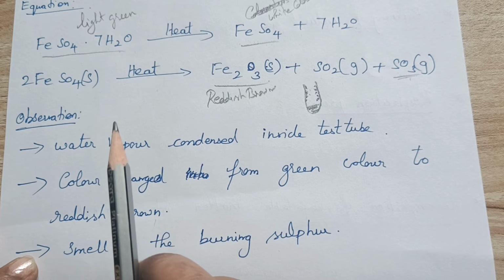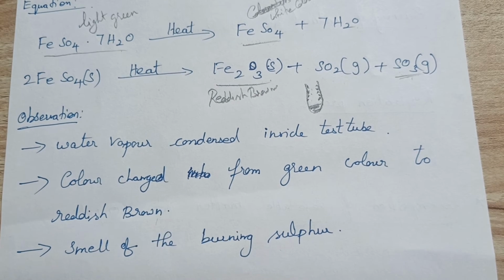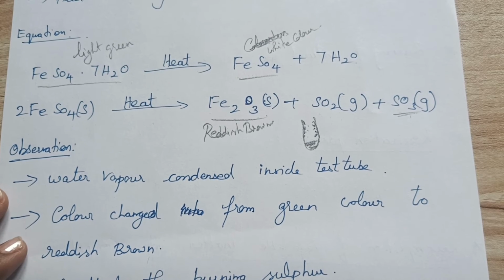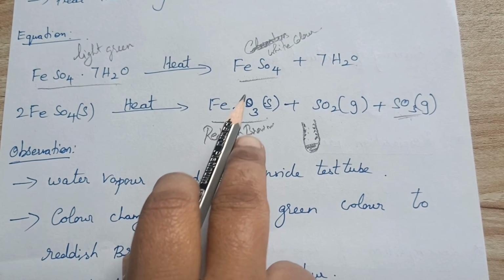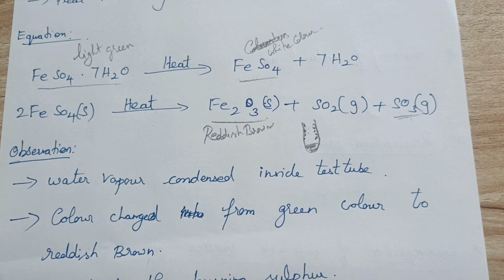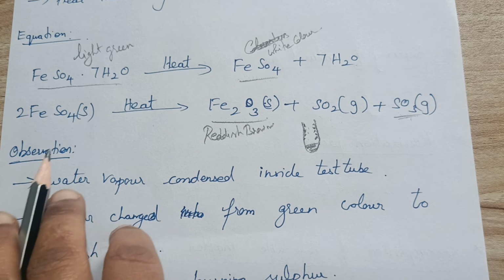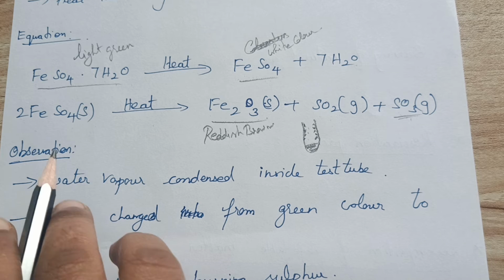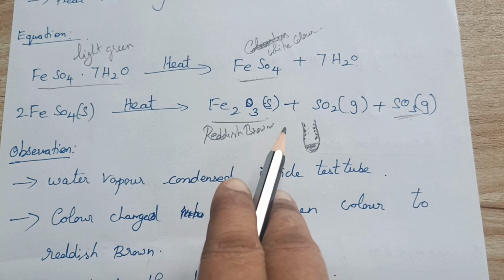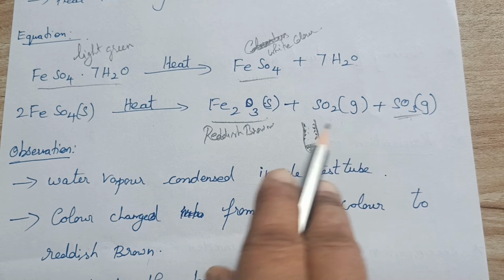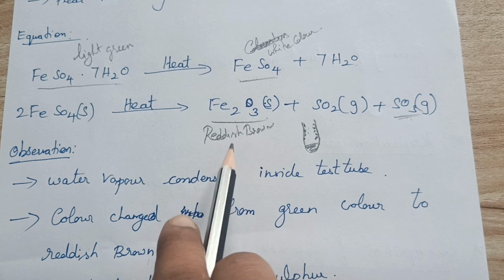So when ferrous sulfate crystals are heated, first it releases the water from that ferrous sulfate. Hydrated ferrous sulfate becomes anhydrous. So FeSO4 plus 7H2O will be formed. Then upon heating further, the ferrous sulfate changes to ferric oxide plus SO2 plus SO3. The ferric oxide is reddish brown in color.